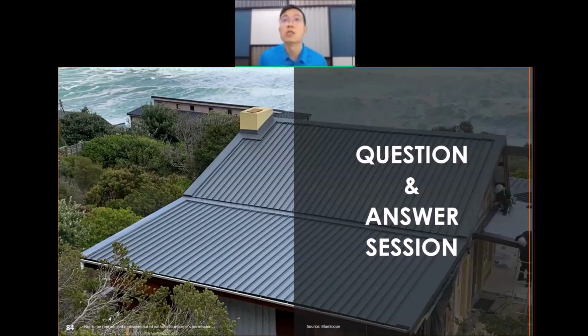So the second question: can I use stainless steel fasteners to avoid premature corrosion of fasteners for steel cladding? Okay, just now I presented on seawater influence. To prevent steel fasteners from rusting prematurely due to the salt accumulation, one of the ways is to use a concealed fixed profile, meaning there won't be any external fastening. So there is also another way.